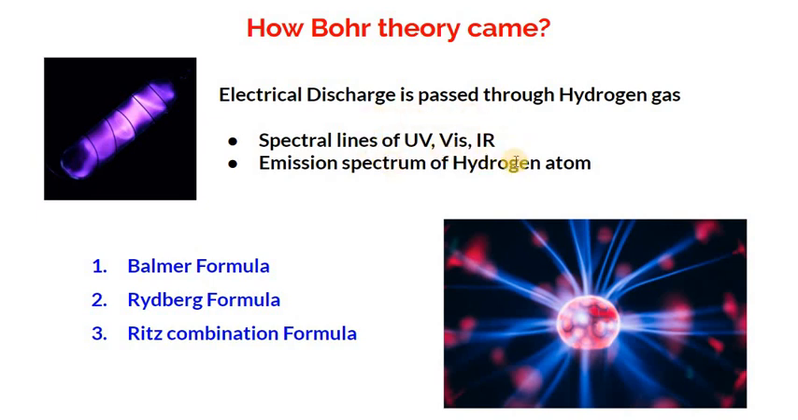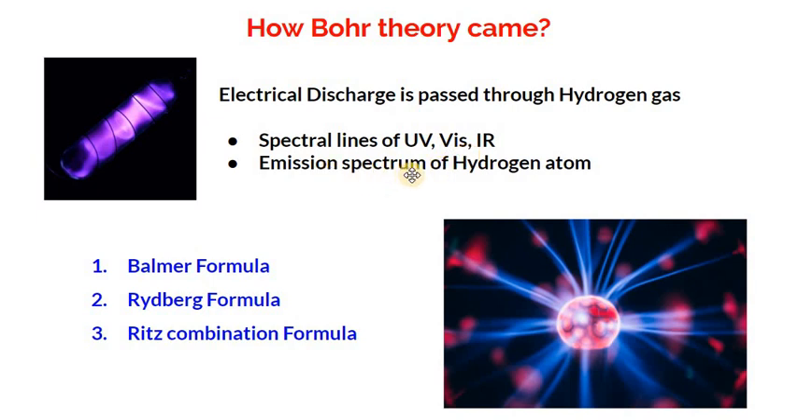They got some kind of spectral lines, but the problem was they could not explain why we are getting these spectral lines. Those are called the emission spectrum of the hydrogen atom. Why is it an emission spectrum? Because it releases energy, and with that energy we are getting those spectral lines.